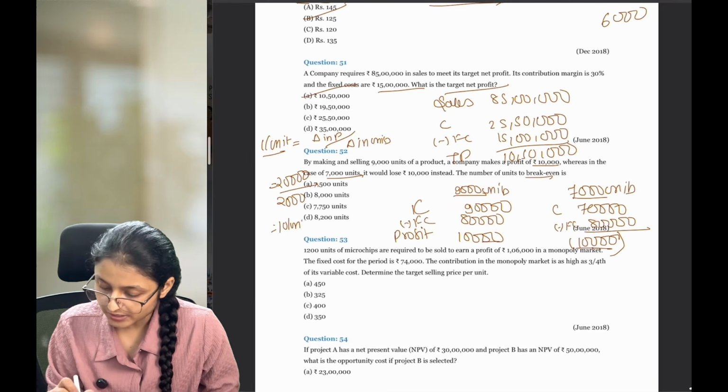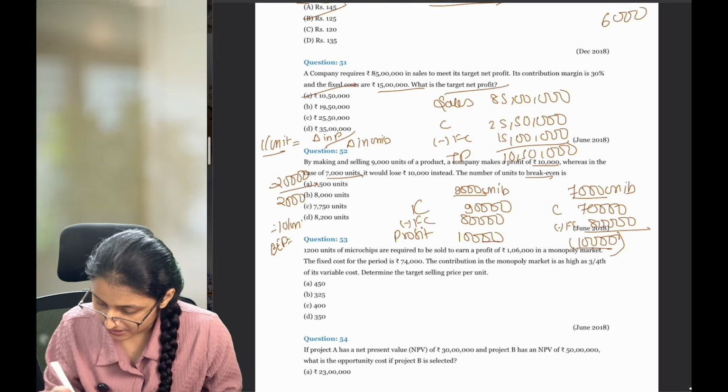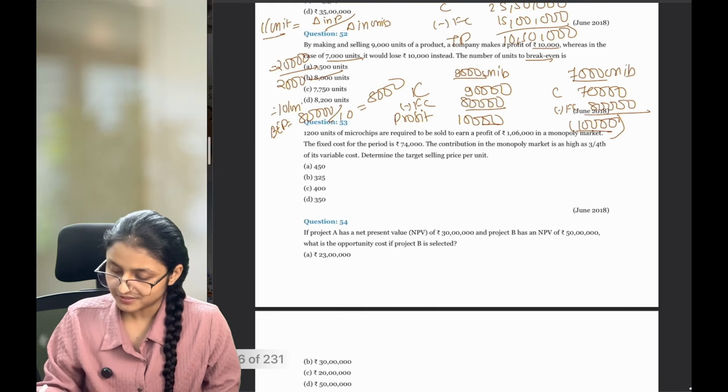Okay? Now you need to find out the units at which you will reach the break-even point. For calculating the break-even point, we take fixed cost, which is 80,000, divided by contribution per unit, which is 10. This will give you 8,000 units as the break-even point.